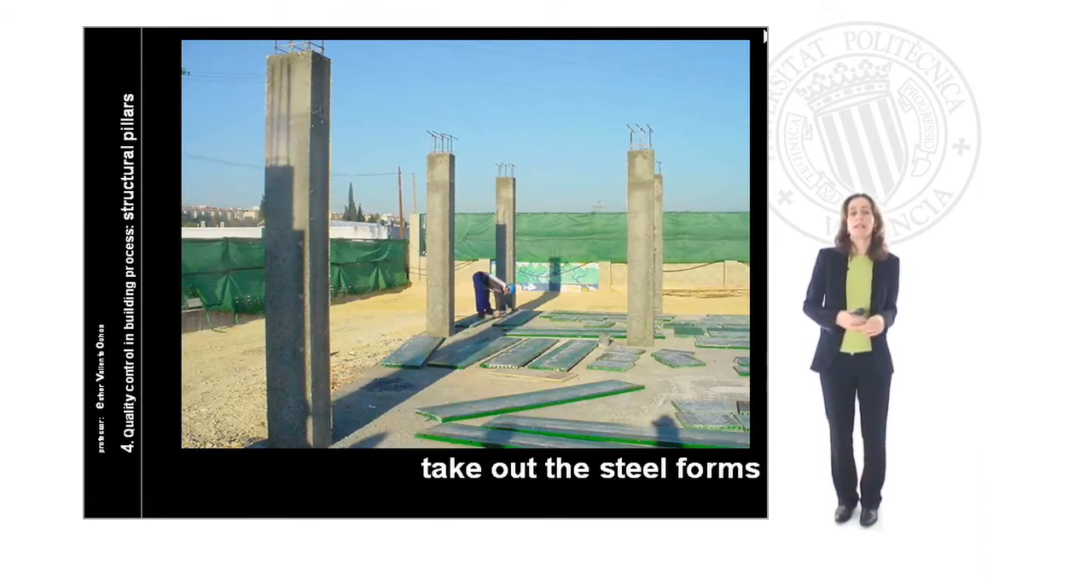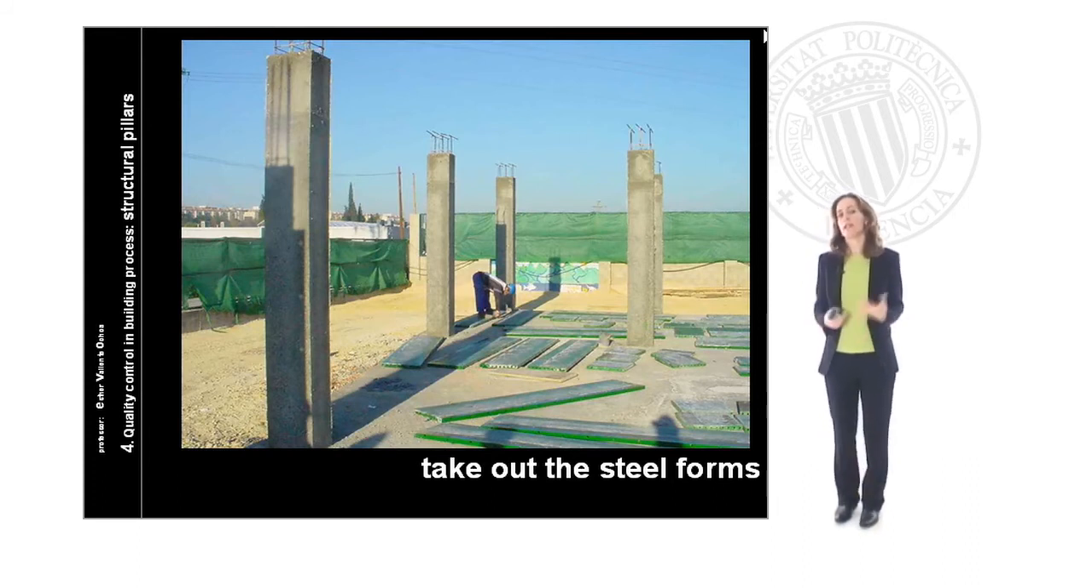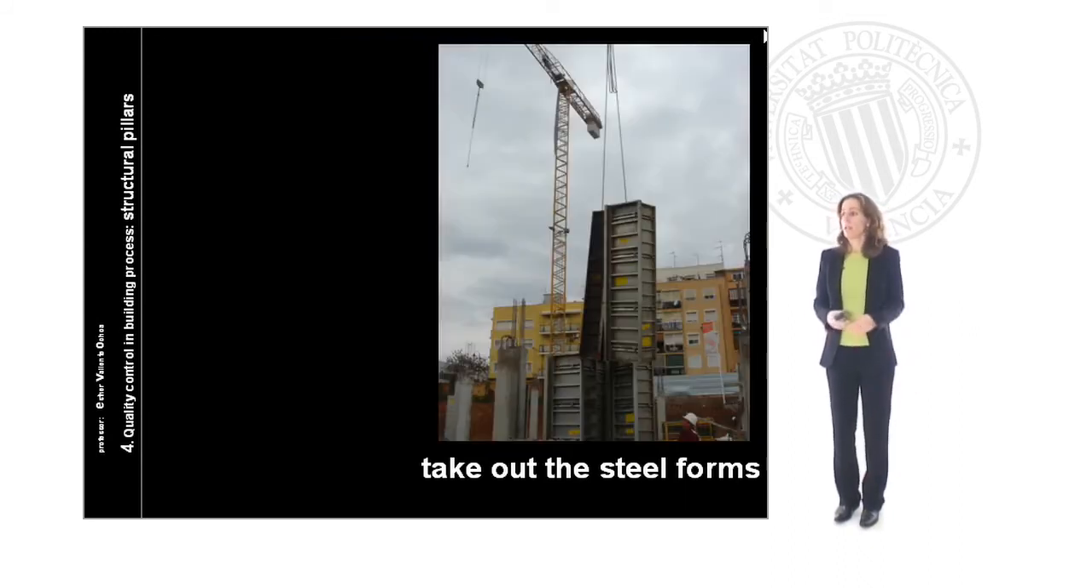We will take out the steel forms really soon. The concrete is not yet ready to bear loads, but anyway it is resistant enough to take out the steel forms. Immediately after taking out the steel forms, it's very important to clean them with a special liquid and not leave pieces of concrete in the forms, because then in the next use they will not be clean or ready to use. Taking out the steel forms is in some cases helped by a crane, when the forms are so big or have longitudinal sizes.